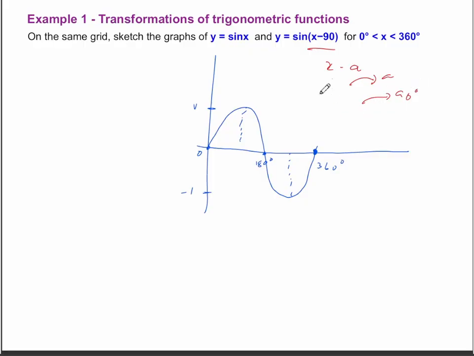So we're moving to the right by 90 degrees. This is all from the functions topic, right? So we're moving each point to the right by 90 degrees. That means if this is 0 right here, we're going to move that 0 90 degrees to the right here. Then this is at 1, moving 90 degrees to the right here. And every point is basically moving to the right by 90 degrees. And so we have a curve like this.